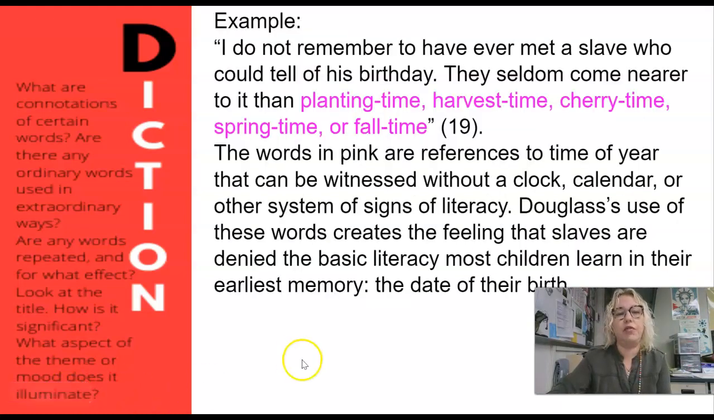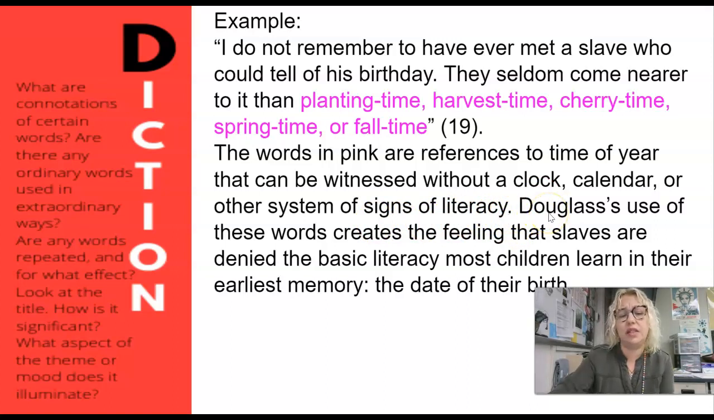Here's an example from Frederick Douglass, on page 19, the first page of his narrative. "I do not remember to have ever met a slave who could tell of his birthday. They seldom come nearer to it than planting time, harvest time, cherry time, springtime, or fall time." The words in pink, here's my analysis, and I'm focusing on diction, word choice. The words in pink are references to time of year that can be witnessed without a clock, calendar, or other systems of signs of literacy.